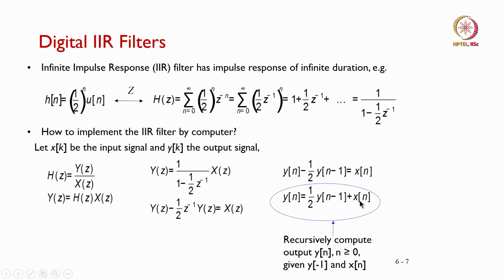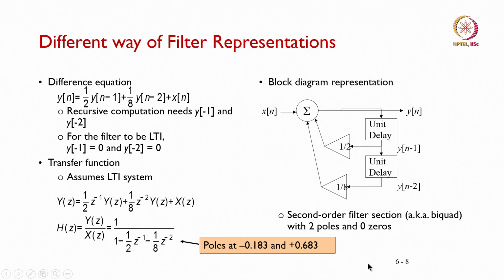So, x of n is the current sample and y of n minus 1 is the previous output sample, which is used for calculating the current output sample. So, we recursively compute the output y of n for n greater than or equal to 0, given y of minus 1 and x of n. Now, how can we represent this filter in a different way?